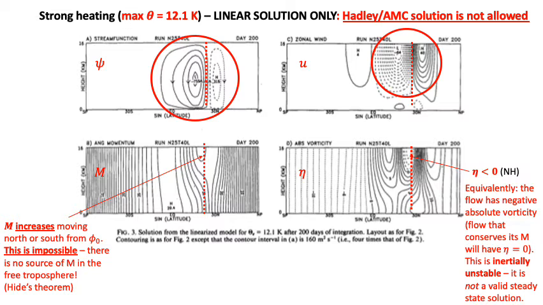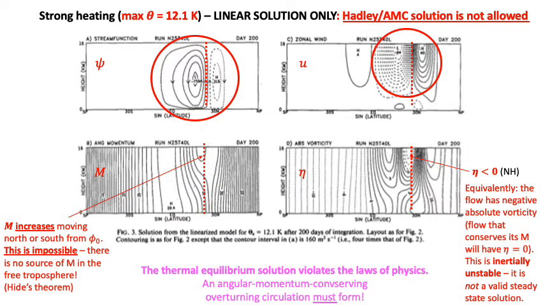Why this is equivalent is that flow that conserves its angular momentum as it moves will have zero absolute vorticity. And so these are equivalent statements. But if you want to think about it in terms of negative absolute vorticity, it's an inertially unstable solution. So it's just not a valid steady state solution. Taken together, the point is the thermal equilibrium solution: if you just apply a temperature profile and that translates to a zonal wind profile as a function of latitude and height in thermal wind balance with that temperature profile, you're going to get a state that violates the laws of physics. You actually cannot have this in a steady state.